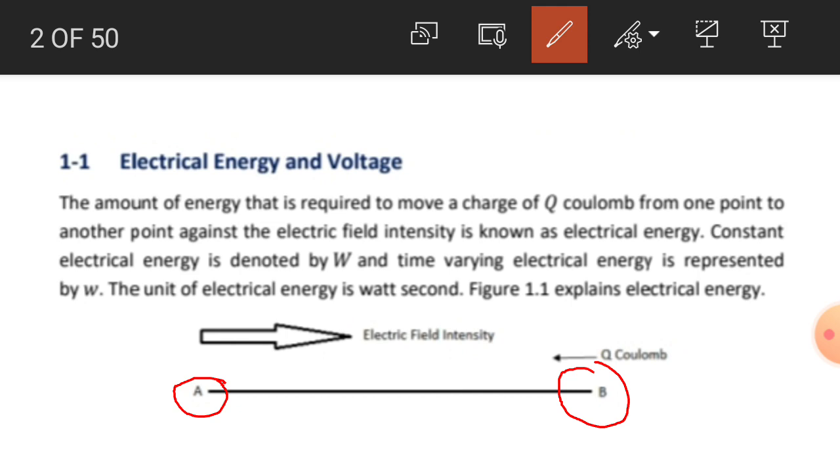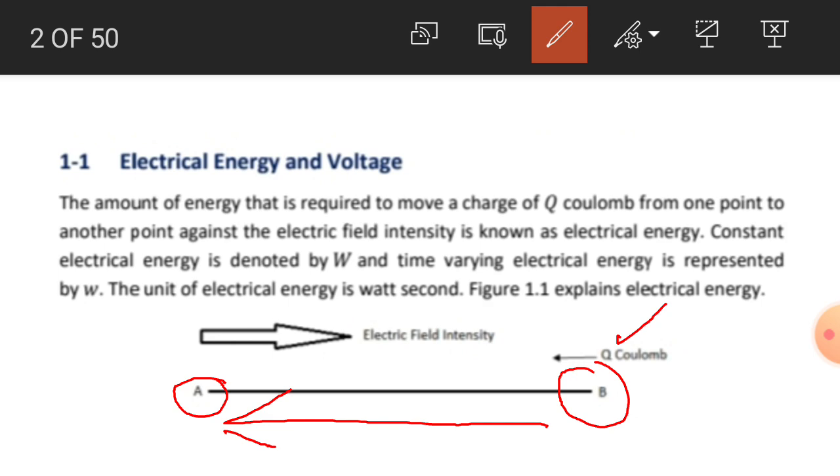In the given electrical field, we want to move a charge of q coulomb from the initial position B to the final position A against the field. Definitely some energy will be required to move this charge of q coulomb from the initial position B to the final position A against this electric field.